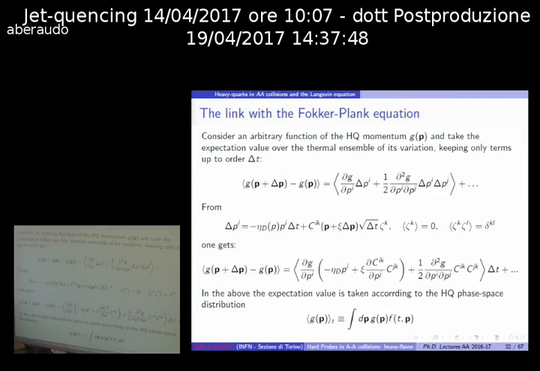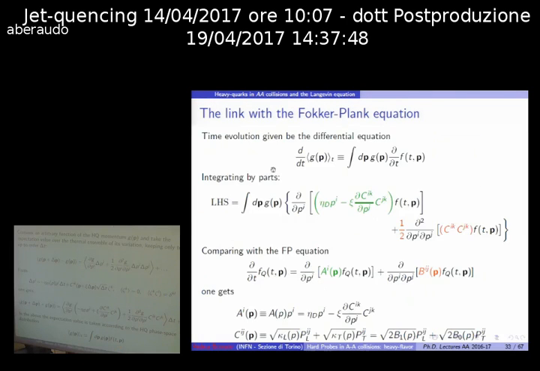within another approach, so not starting from the Langevin equation, but starting from the Fokker-Planck equation, and then you will match the two results. So rather than doing like we did in this slide, you will proceed by taking the time derivative of this object by considering the time evolution of the phase space distribution, and you evolve this phase space distribution according to the Fokker-Planck equation.